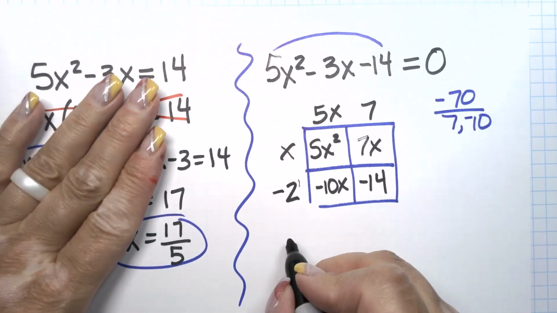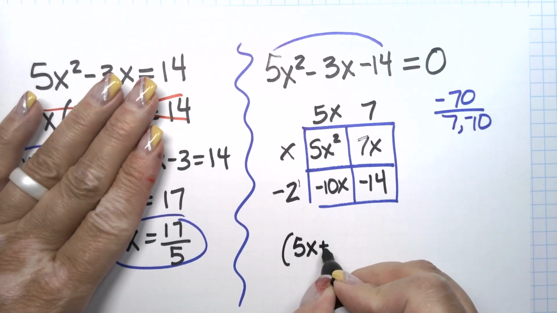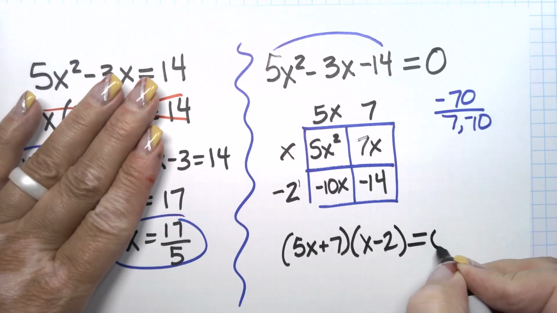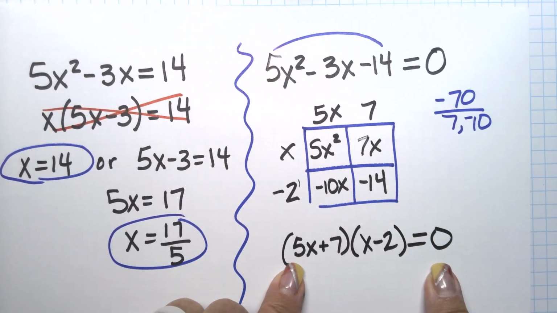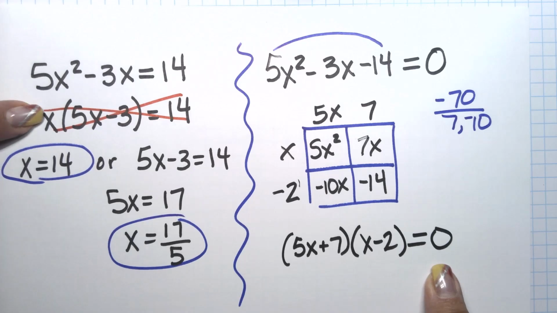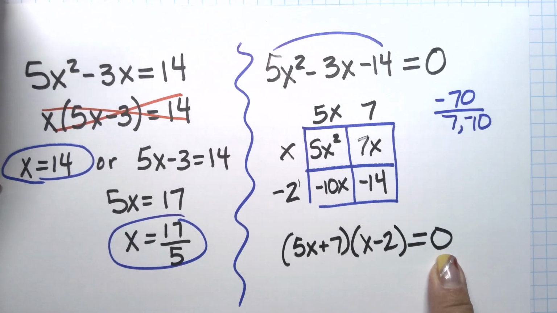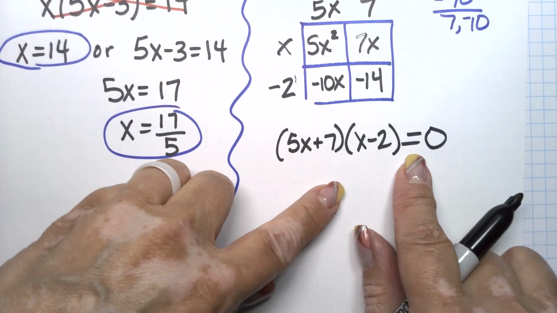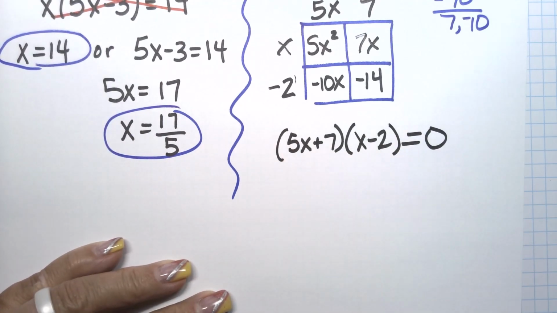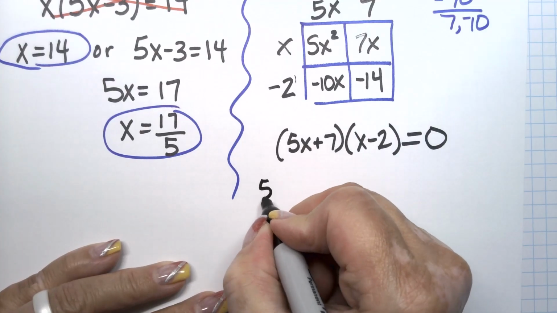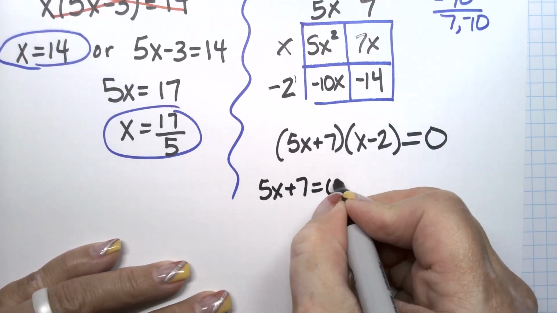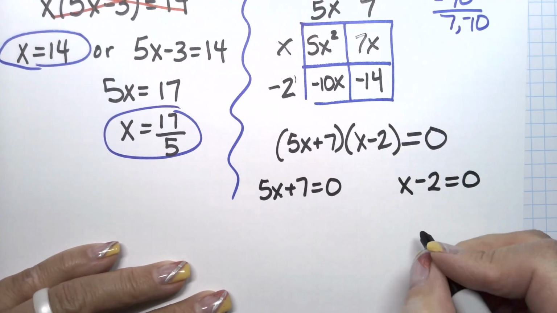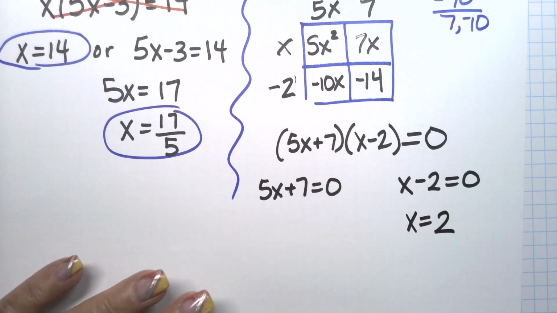So here are your factors. 5x plus 7 and x minus 2 equals 0. That is the line you need instead of this one right here. Once it's set equal to 0, you can use the zero product property. Two things multiplied together equals 0 means one of them had to equal 0, not 14. So 5x plus 7 equals 0, or x minus 2 equals 0. That one's easy. X equals 2, so we got one answer.